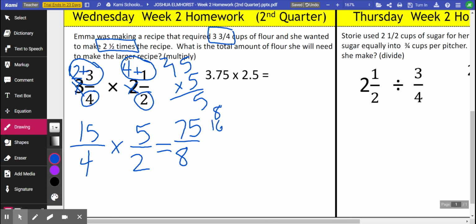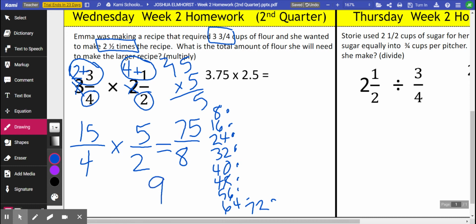So 8, 16, 24, 32, 40, 48, 56, 64, 72. So that's going to be 1, 2, 3, 4, 5, 6, 7, 8, 9. So 75 divided by 8 is going to be 9 whole numbers. And then 75 minus 72 is going to be 3 left over out of 8.